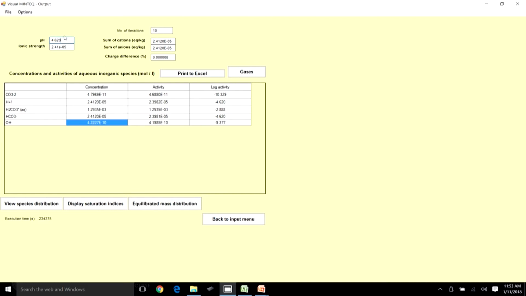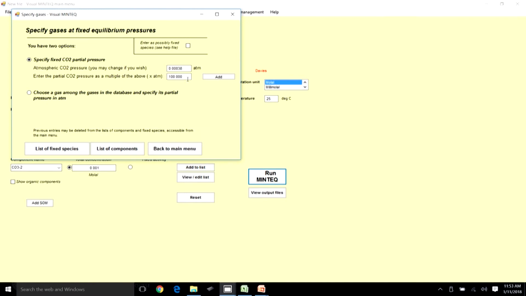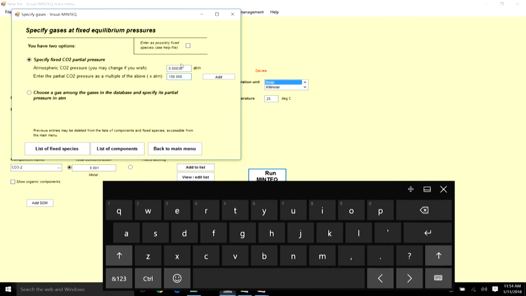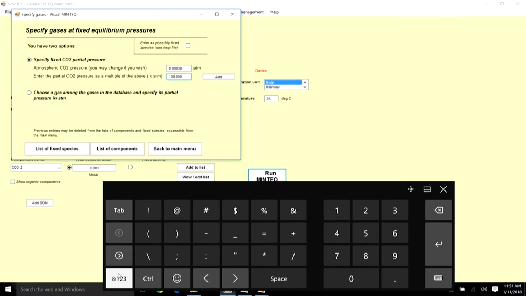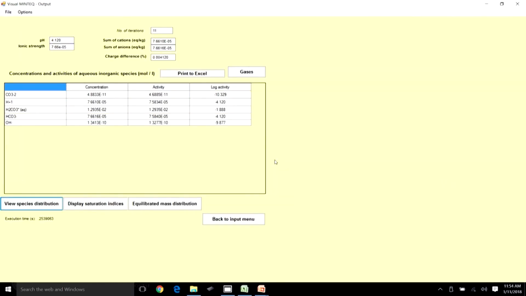So, again if I want to decrease the pH further, what do I need to do? I obviously need to increase the carbon dioxide concentration. So, instead of 0.038, let us look at 0.38, I guess. So, I will go back to the input menu and again back to gases and specify, and instead of 100, let me try out 1000 here, right, add, and back to main menu. I am going to run Mintech, and here you see now a fallen pH, and obviously why is that? Because you are now increasing the concentration of your carbon dioxide in the gaseous phase. So, again the equilibrium has shifted.